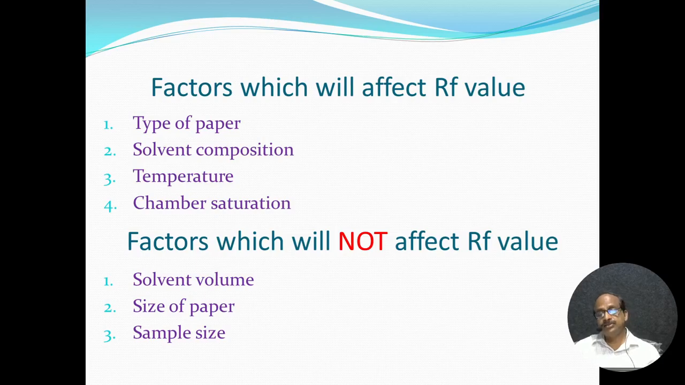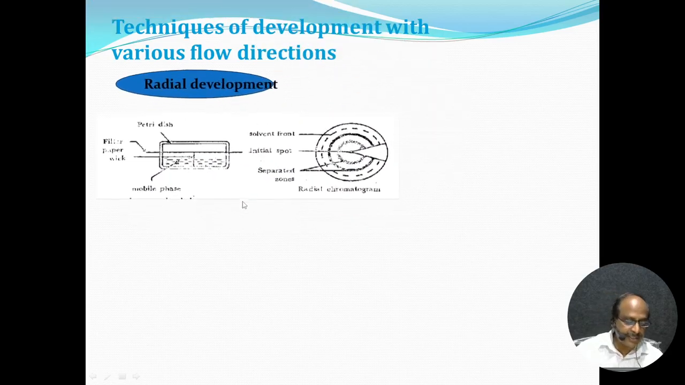And the sample size: you can take a very micro quantity or a macro quantity of the sample, and that also does not affect the RF value. The only factors affecting the RF values are the type of filter paper, solvent composition, temperature, and chamber saturation. So, what are the techniques of development by various flow directions?